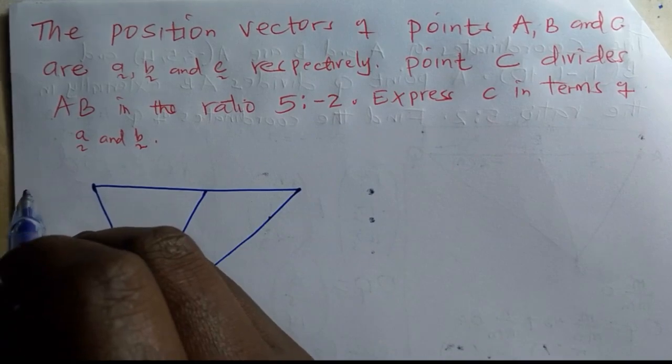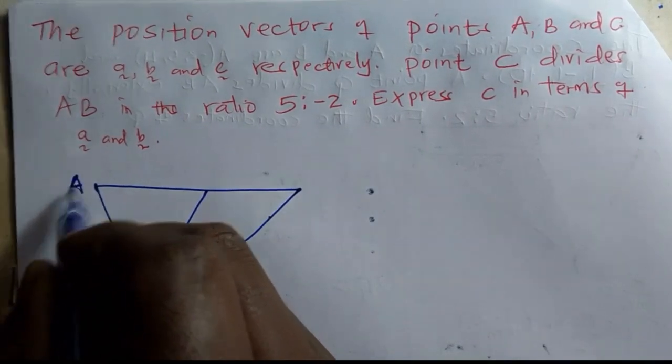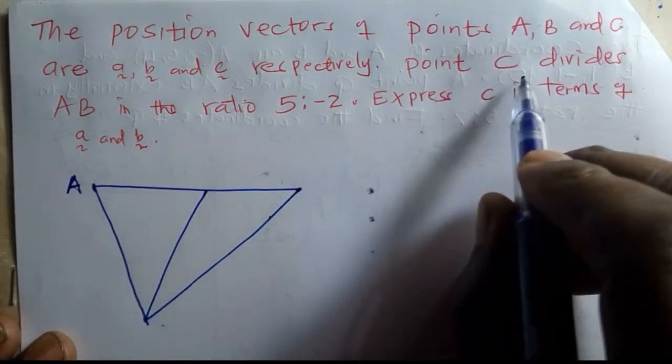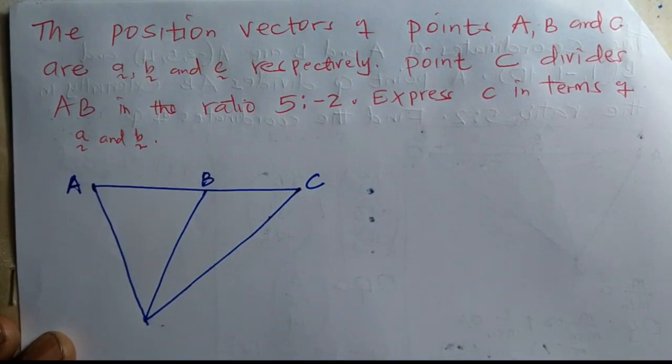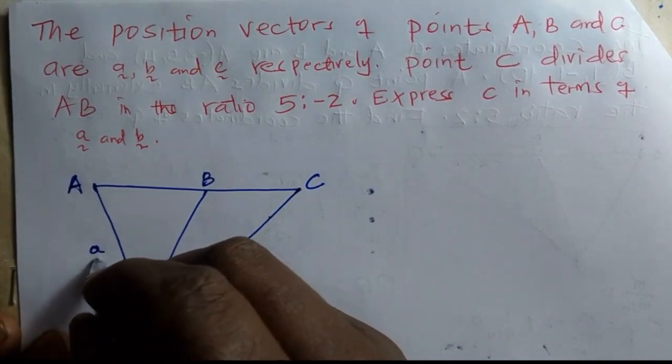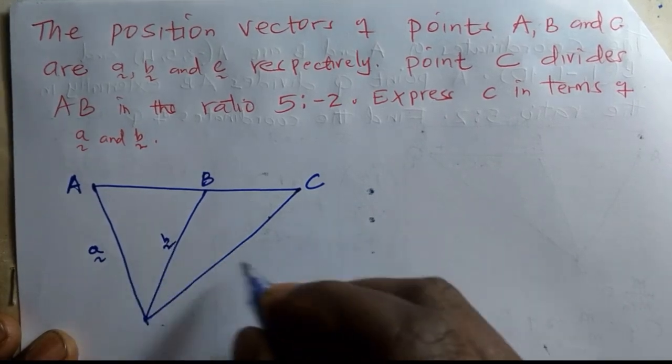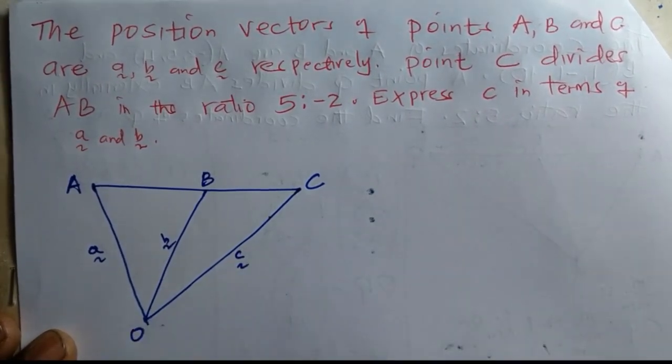So we have A, point C is dividing AB externally. So we have B and C. So we have been told this is A, B, and C. This is O.